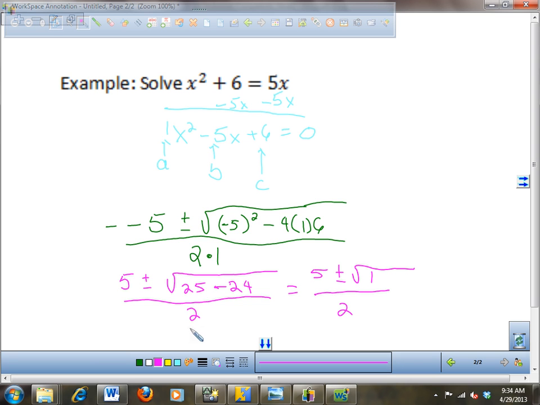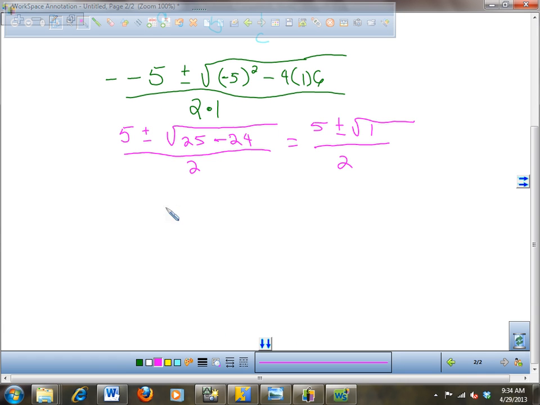Everyone with me there? What's the square root of 1? 1. Okay? So I have two different equations. Oh, and this is x equals, right? You're solving for x. X equals.